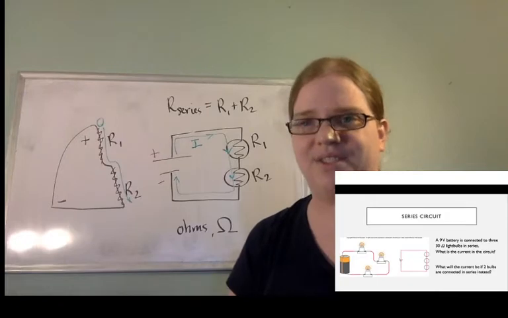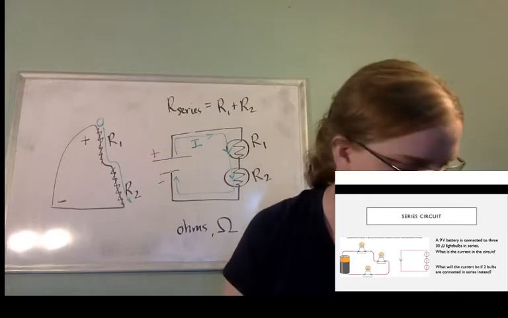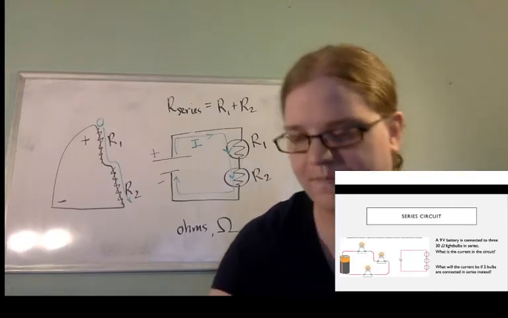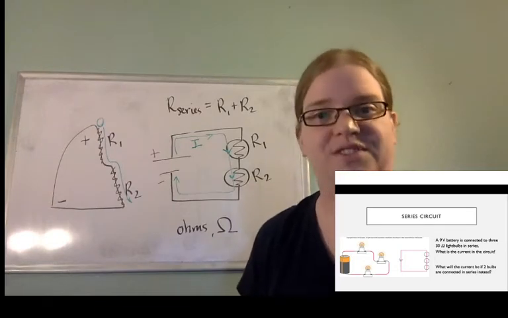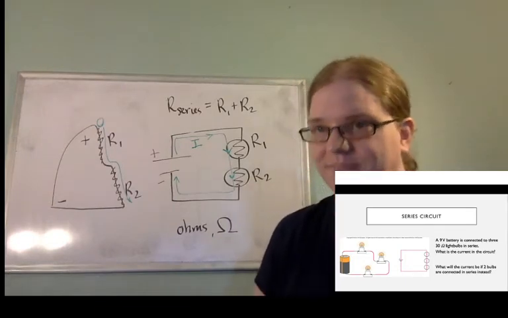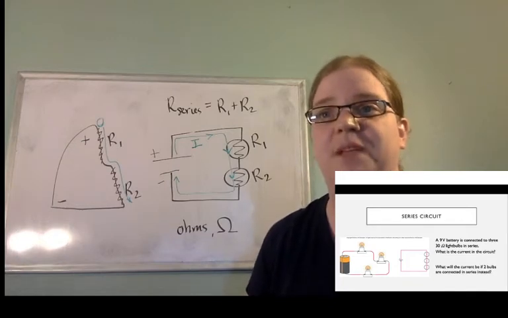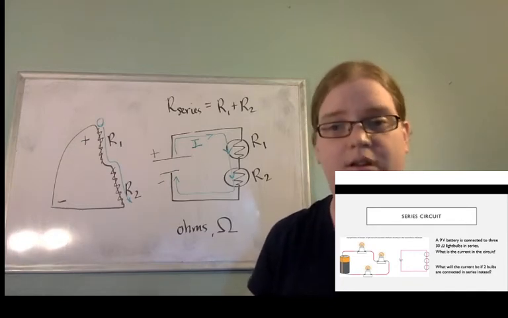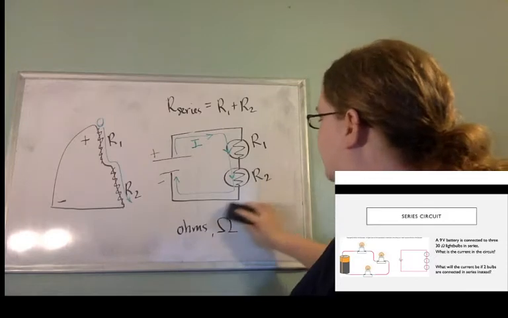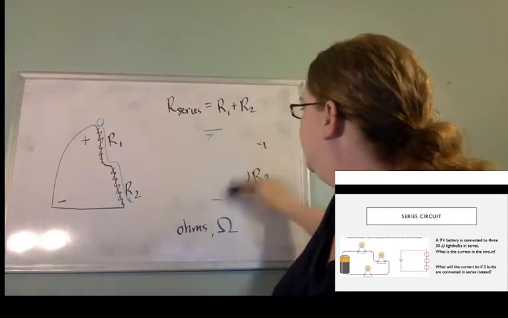All right, let's do some examples. Okay, let's try doing some Ohm's law stuff here. All right, a 9-volt battery is connected to 3 30-ohm light bulbs in series. What is the current in the circuit? All right, so I will calculate this.